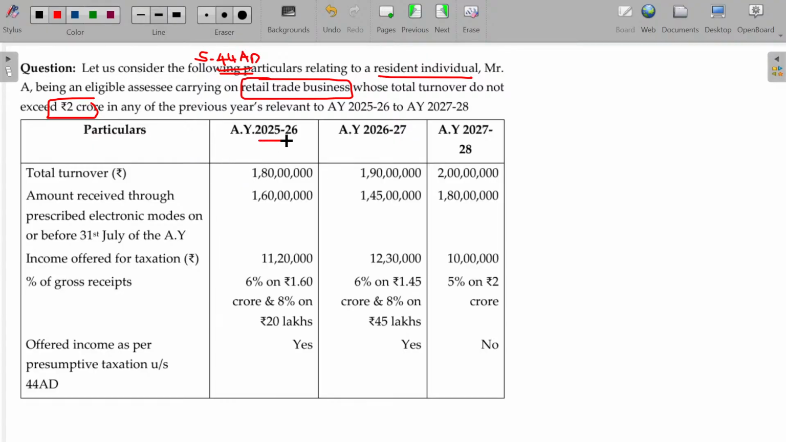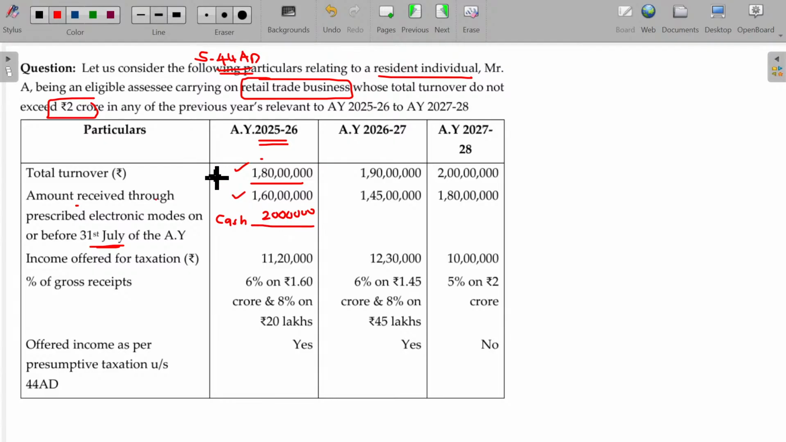Now, in the previous year 25-26, total turnover is 1 crore 80 lakhs, and the amount received through prescribed electronic mode on or before this date is 1 crore 60 lakhs. So what happens here? Total turnover is this much, 1 crore 60 lakhs through account form, and the balance is in cash form. How much? 20 lakhs in cash form.